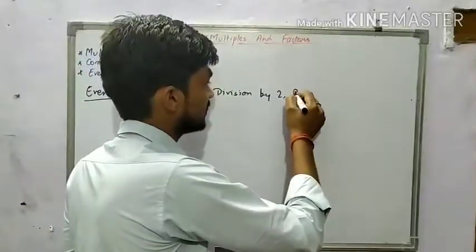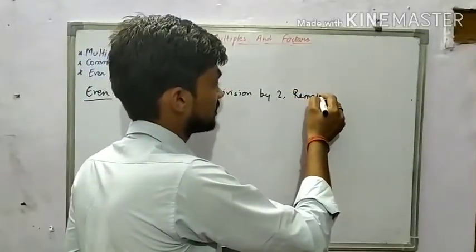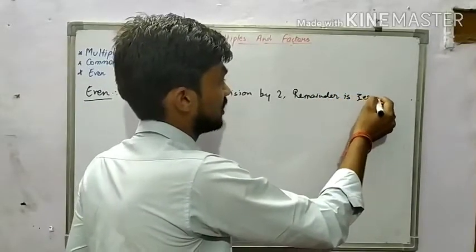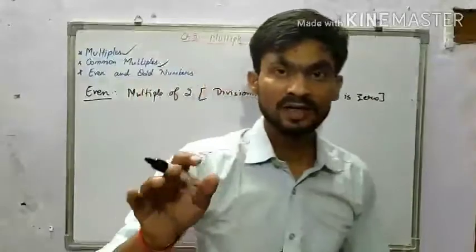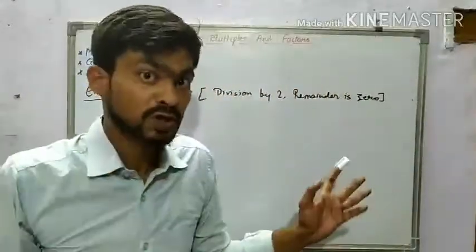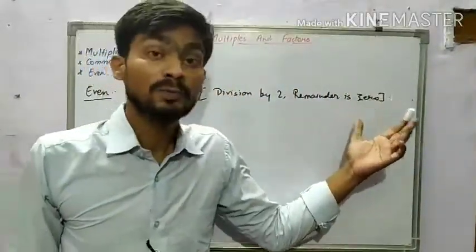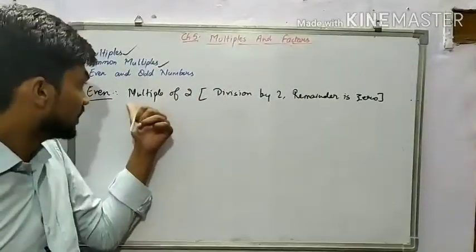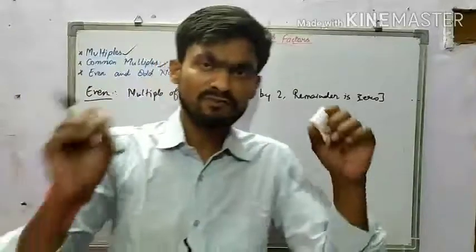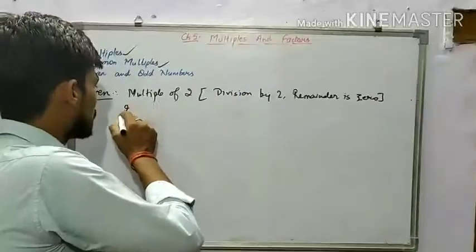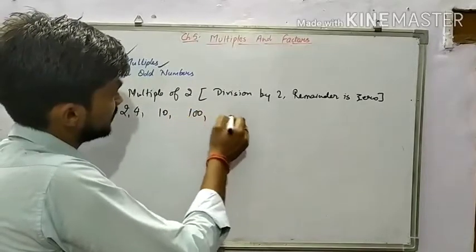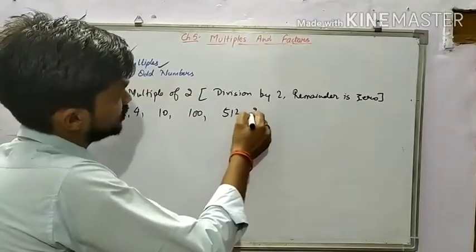Then the remainder is 0. हम जब इसको 2 से भाग करें तो हमारे पास शेषफल कुछ ना आए. We should not get any remainder. That number will be known as an even number. So an even number is a multiple of 2. Every number like 2, 4, 10, 100, 512, 2 lakh.